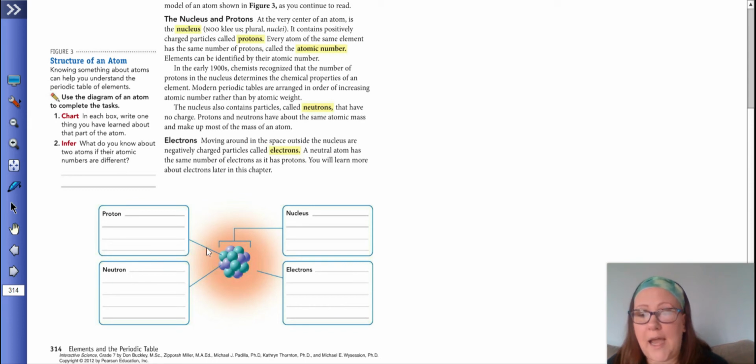The next thing here are electrons. You notice there's just this cloud here around the outside of the atom. That is actually representing the electrons. They actually kind of work around the outside of the atom in kind of a cloud formation. Electrons have a negative charge, and the number of protons and electrons is typically equal. So you might want to just put that electrons have a negative charge. The next thing it says, what do you know about two atoms if their atomic numbers are different? Then they have different numbers of this part of an atom. And you just need to figure out what part of an atom that would be.